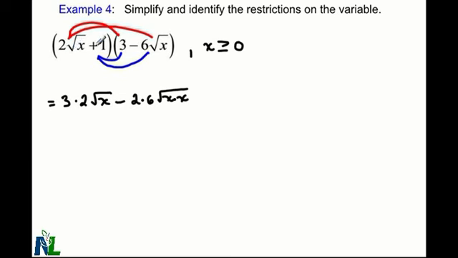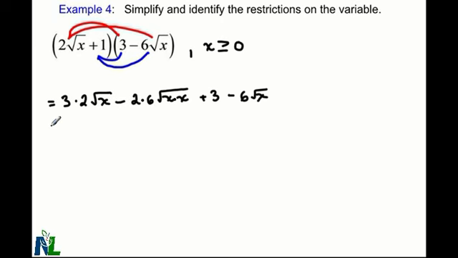Next I need to multiply both terms in the second bracket by 1. So next I have positive 1 times positive 3, which would mean plus 3. And I have positive 1 times negative 6 root x. So I would subtract 6 root x.